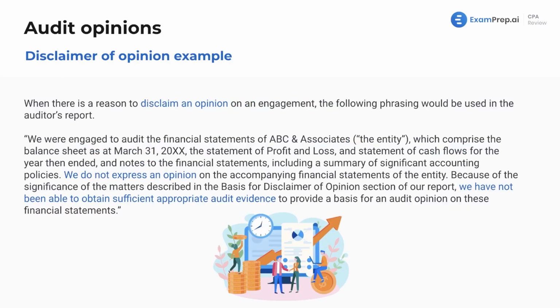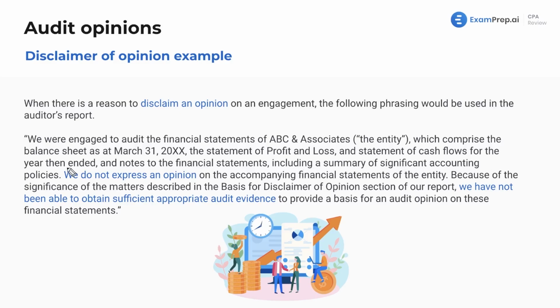Here we've got a disclaimer of opinion. This is an example that we would see. When there is a reason to disclaim an opinion on an engagement, the following phrasing would be used in the auditor's report. We were engaged to audit the financial statements of ABC and Associates, also known as the entity, which comprise the balance sheet, the statement of profit and loss, and statement of cash flows for the year ended, and the notes, including a summary of significant accounting policies.